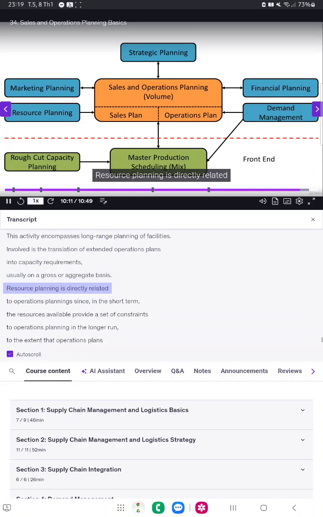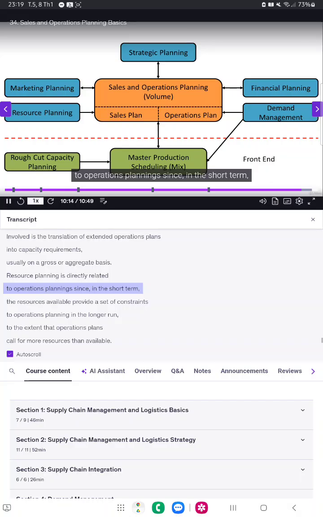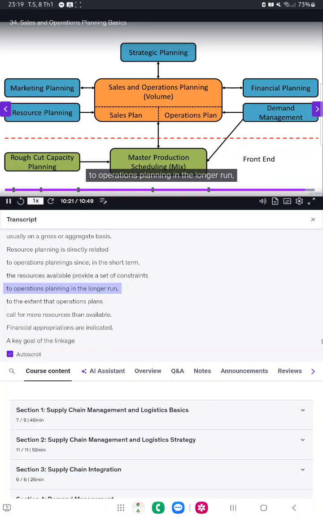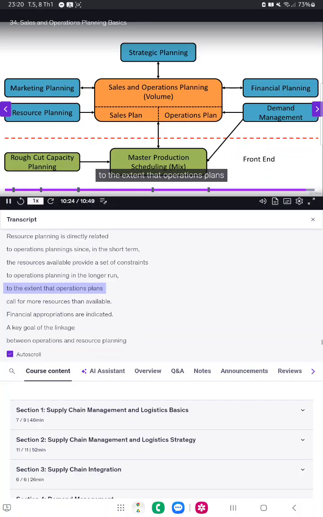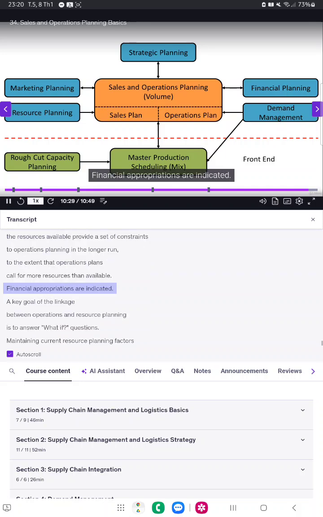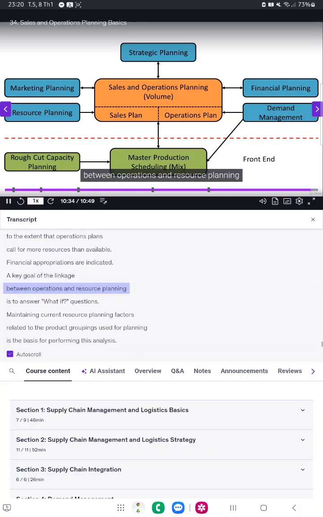Resource planning is directly related to operations planning, since in the short term the resources available provide a set of constraints to operations planning. In the longer run, to the extent that operations plans call for more resources than available, financial appropriations are indicated. A key goal of the linkage between operations and resource planning is to answer what-if questions. Maintaining current resource planning factors related to the product groupings used for planning is the basis for performing this analysis.